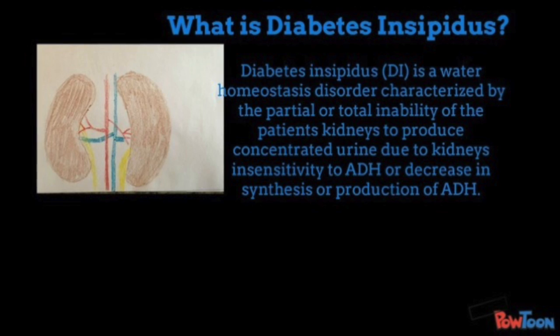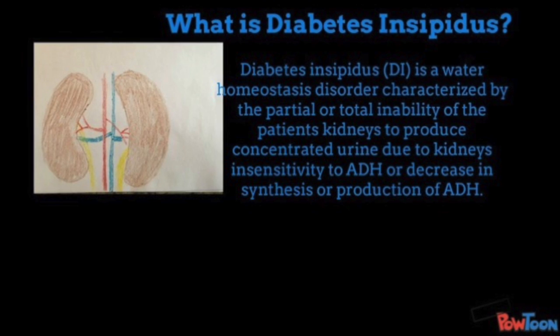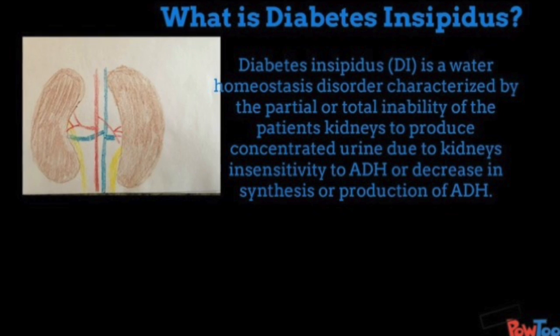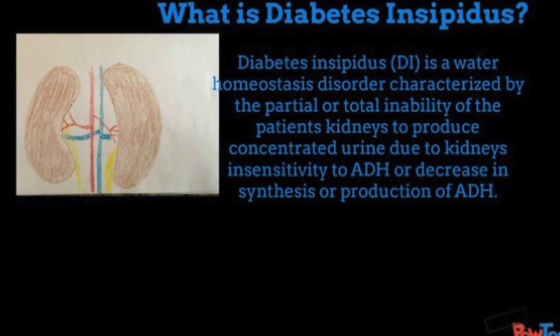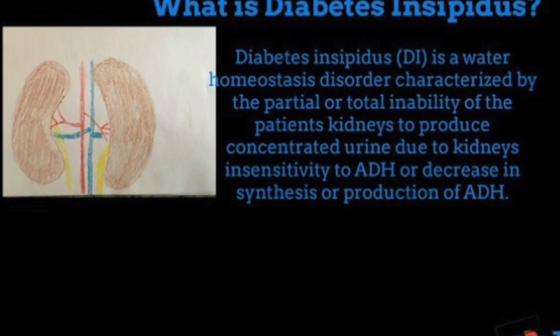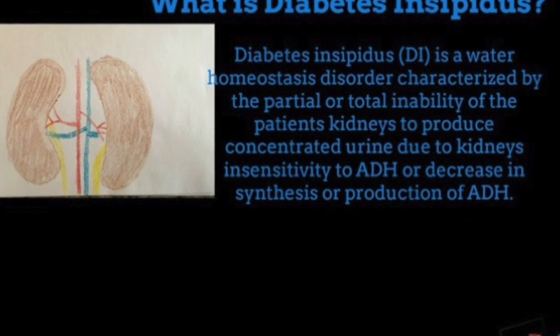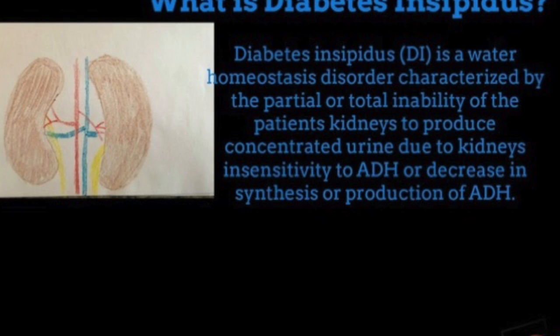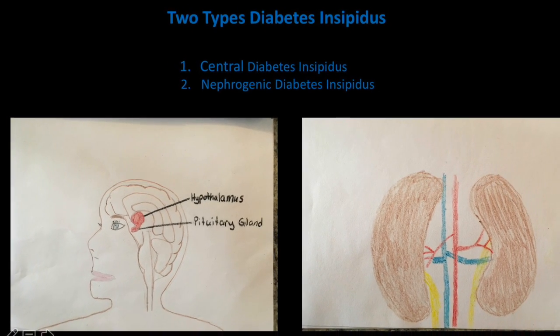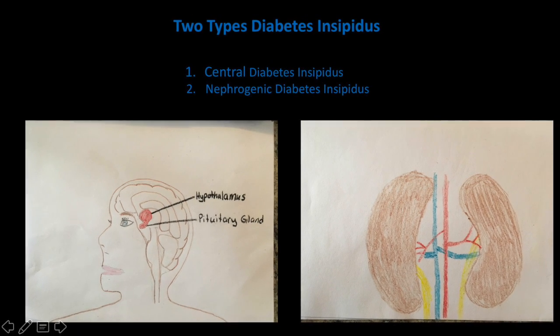So what is diabetes insipidus? Diabetes insipidus is a water homeostasis disorder characterized by the partial or total inability of the kidneys to produce concentrated urine due to the kidneys' insensitivity to ADH or a decrease in synthesis or production of ADH. The two types of diabetes insipidus are central diabetes insipidus and nephrogenic diabetes insipidus.